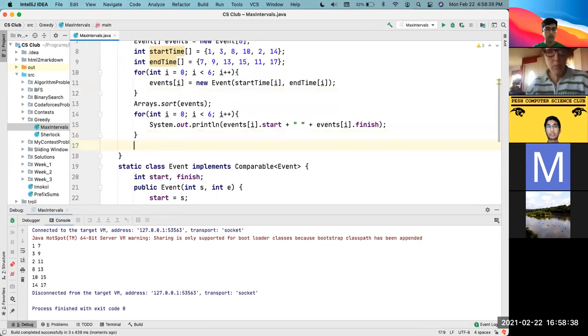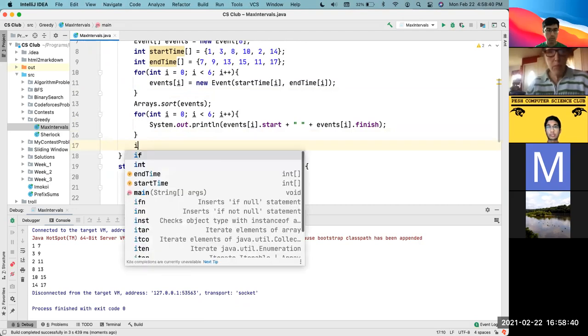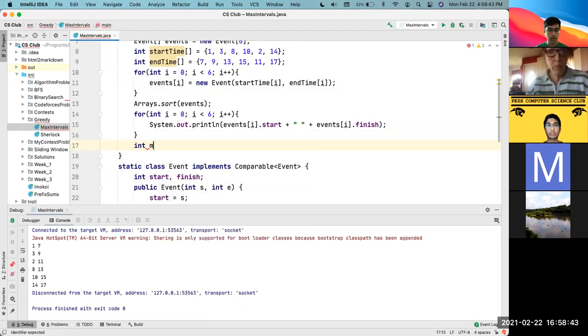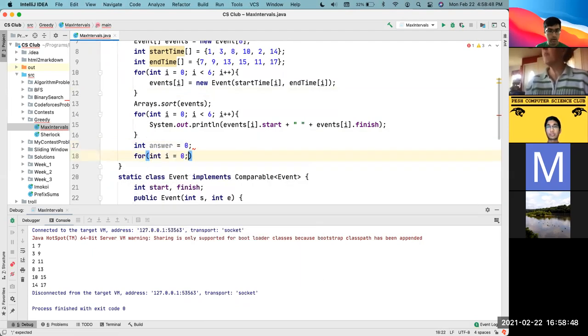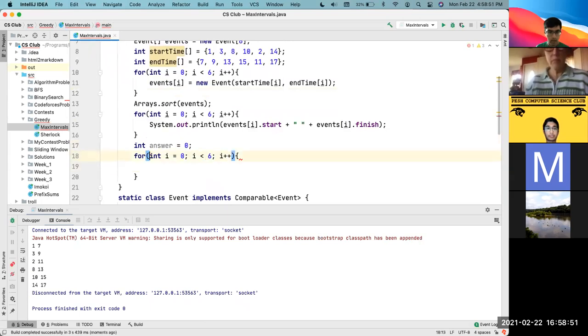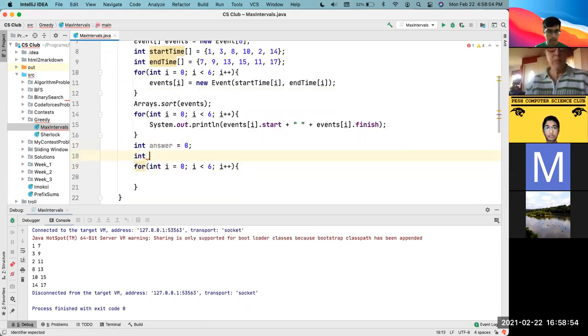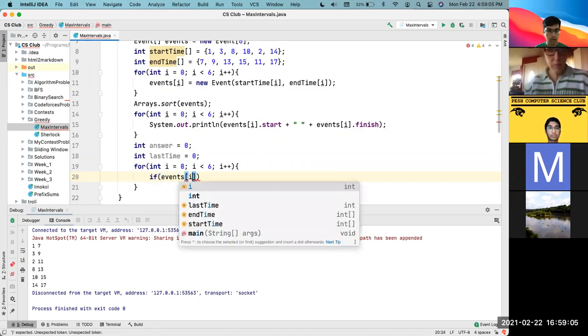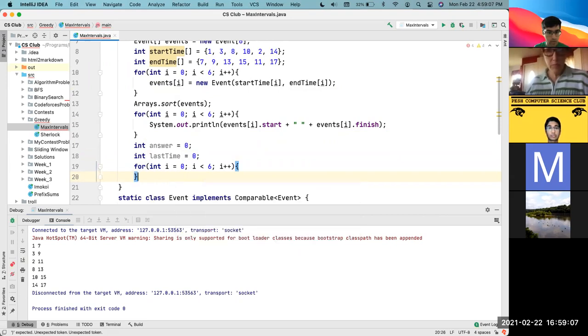So now that we have these intervals sorted, if we want to figure out the maximum number of compatible events we can take, int maxCompatible, I'll just call it answer. What we're going to do is iterate over the array. So we're going to go over our array and we want to check if this current interval does not overlap with the previous interval, then we want to add it to our answer.